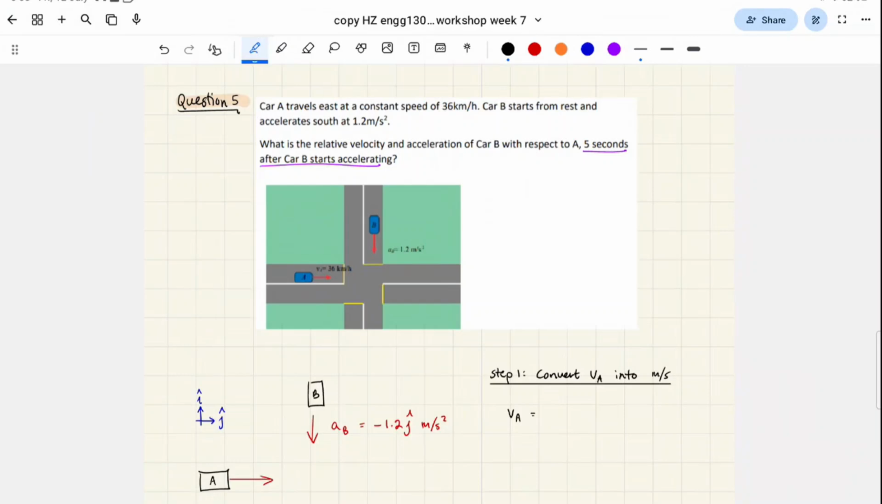I remember the first time I taught 1300, it was in term 2, like this time last year. And I feel like I didn't explain the dynamics very well, and people were literally asking me, are we looking at it like top down, or are we looking at it like side on?